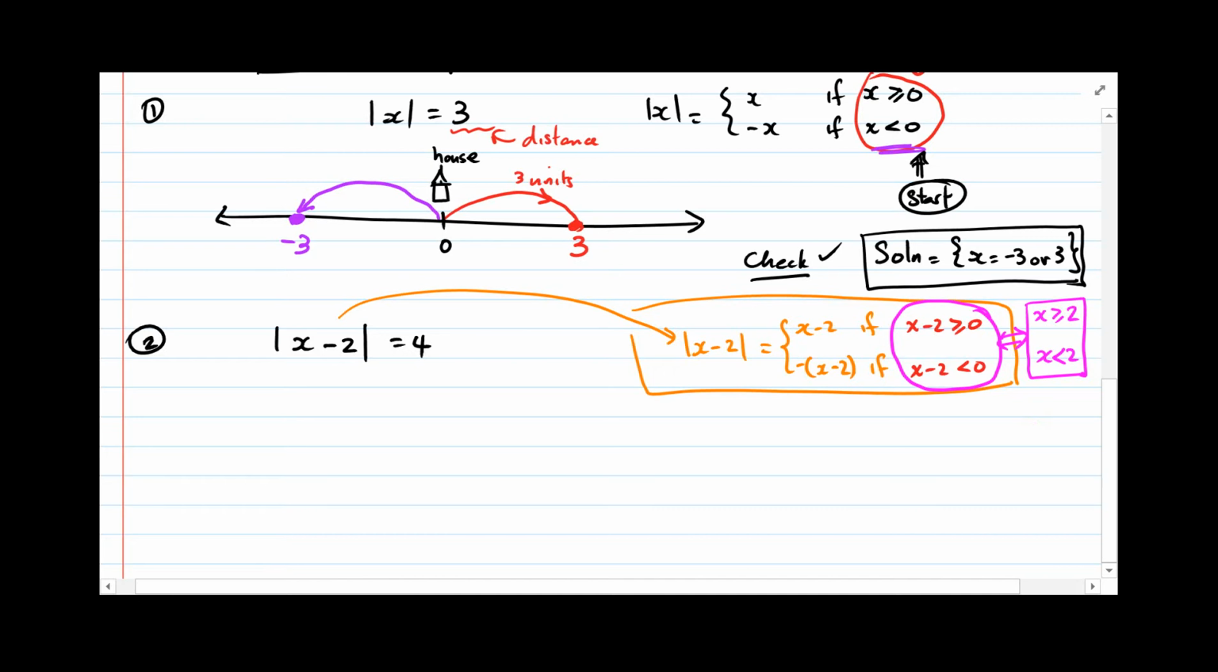So it means that my house is now not at 0, but it's somewhere else. Right, so my house is somewhere else. Oops, let's start over. Having a little technical difficulty there. So let's put in 0, 1, 2. The point is my house is now at 2.